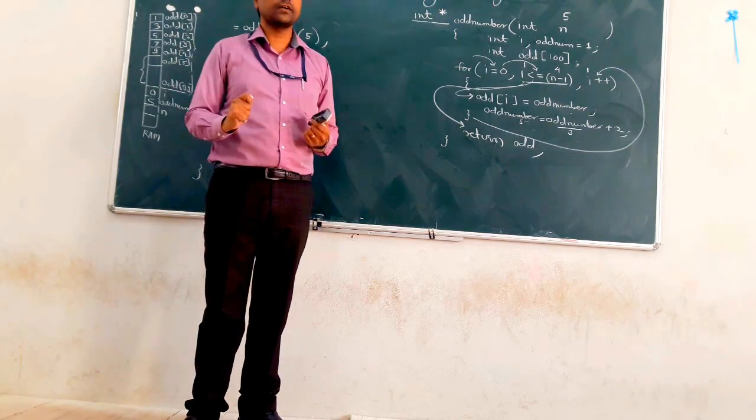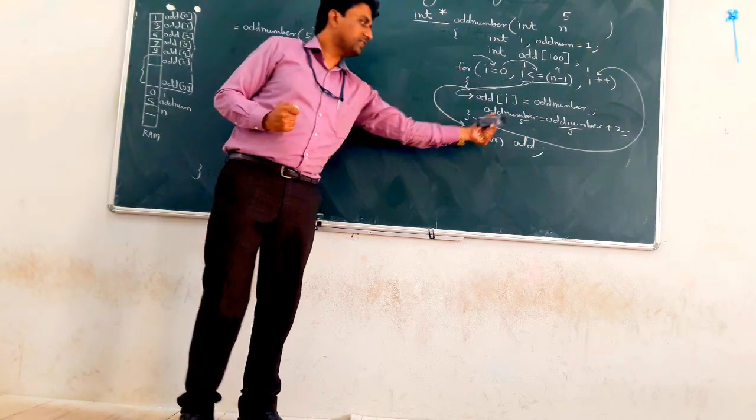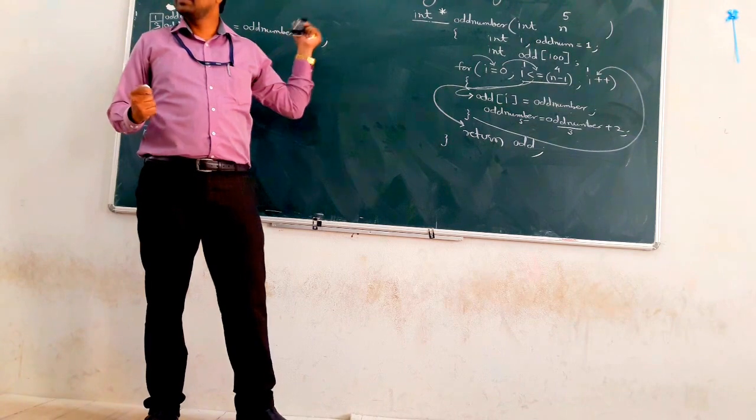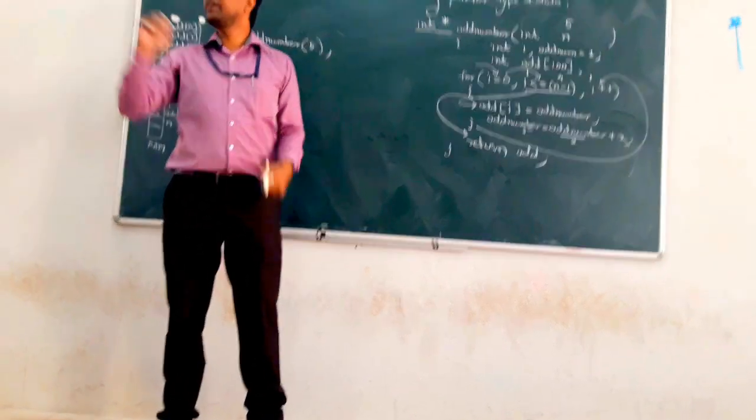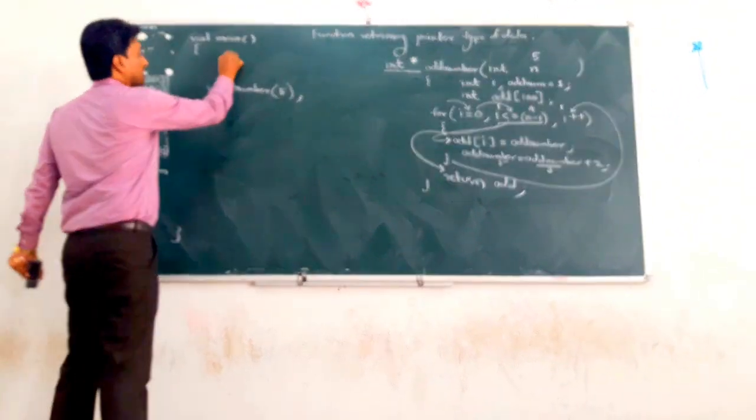Integer pointer type of data we require. Clear? Because it returns an address. If it returns a value, we can store it in a value type of variable. If it returns an address, we want the same type of variable for catching purposes. Okay, so how can we write it?